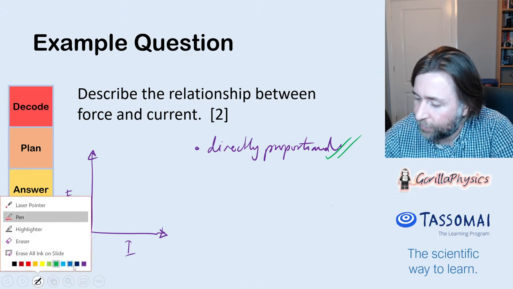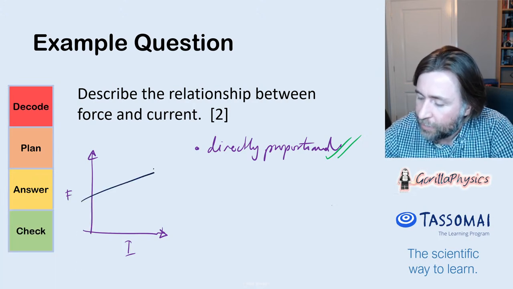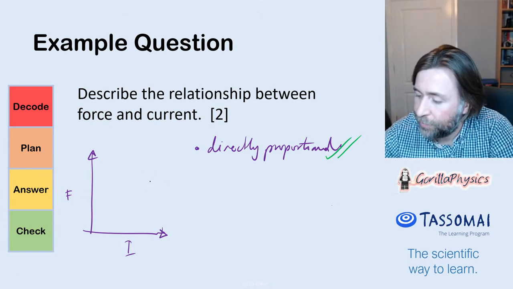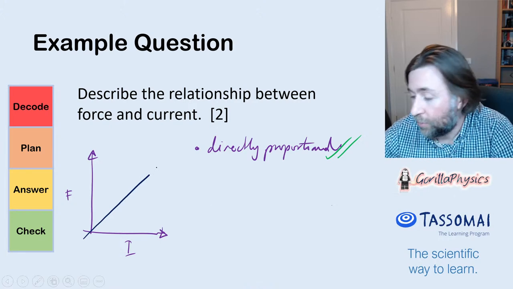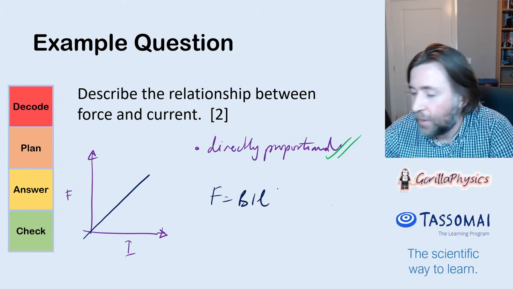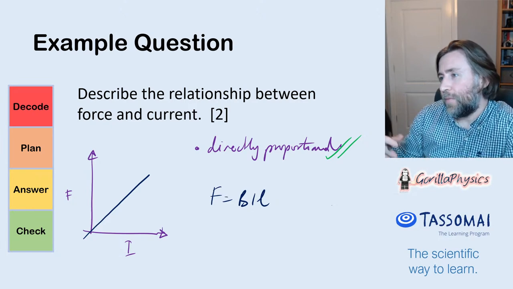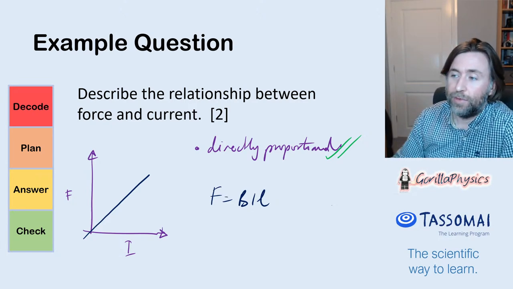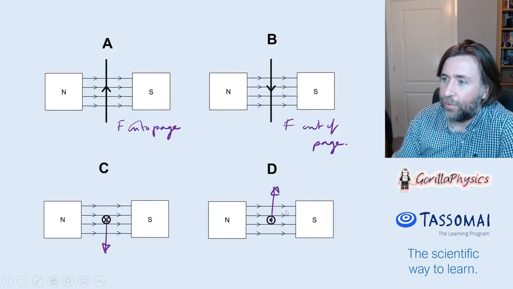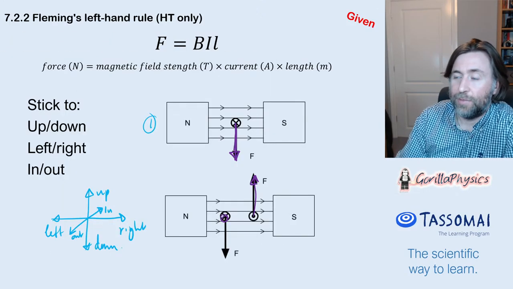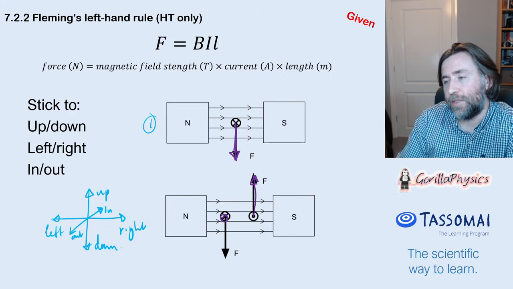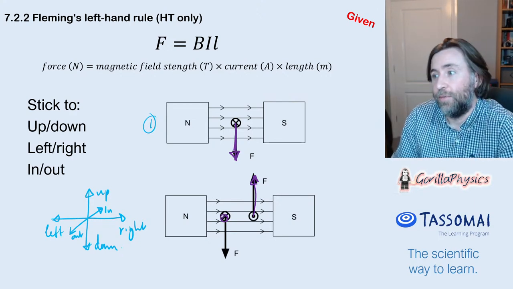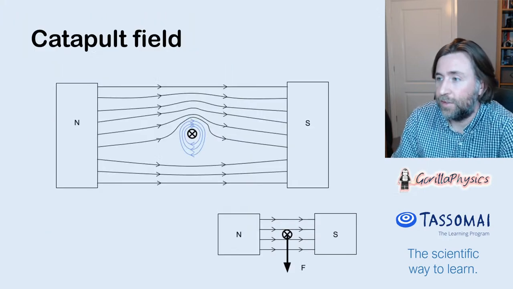If the data was like this, then that's not directly proportional because it's not a straight line through the origin. And the other one to remember would be inverse proportionality, which means double one thing, half the other. But in this case, force is proportional to current. You can also get that from the equation F equals BIL, and that's a good example of where equations are useful for describing things. Force is magnetic flux density, or magnetic field strength, times current times length. And from that you can see that double the length, double the force, as long as the other two things are the same.